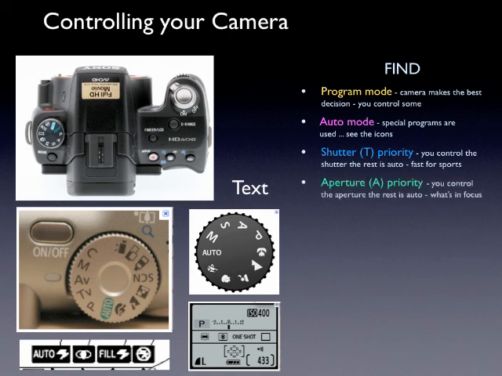Aperture priority, A, you set the button to A, then you will control how wide open the iris is, whether it's wide open or shut down, and the camera will adjust by changing the shutter speed or maybe the ISO. That's aperture priority.